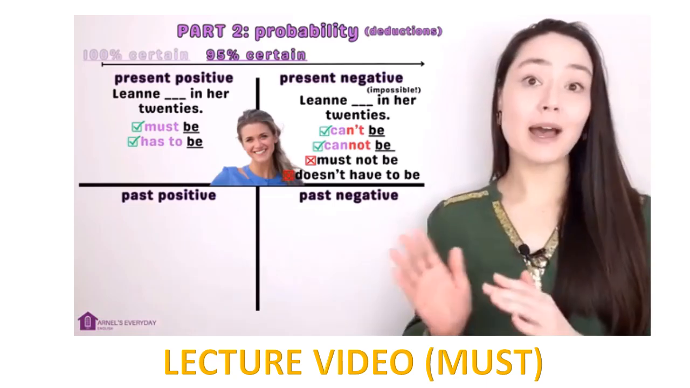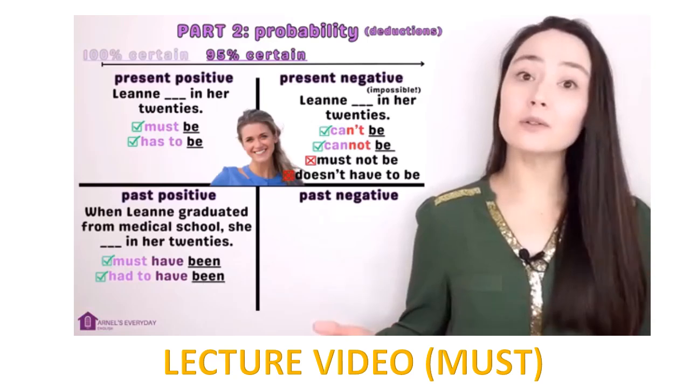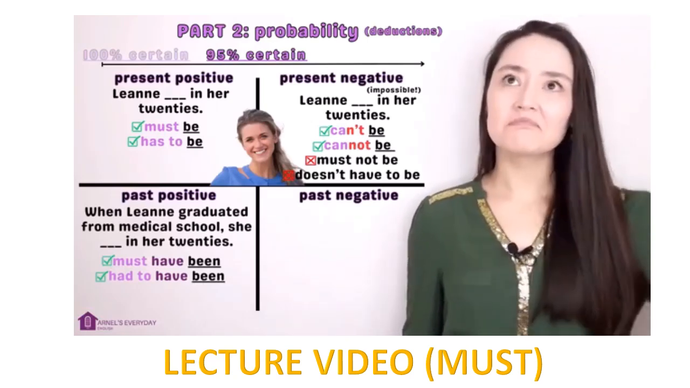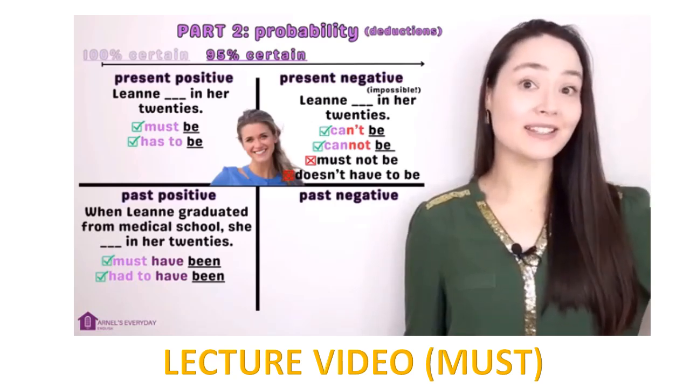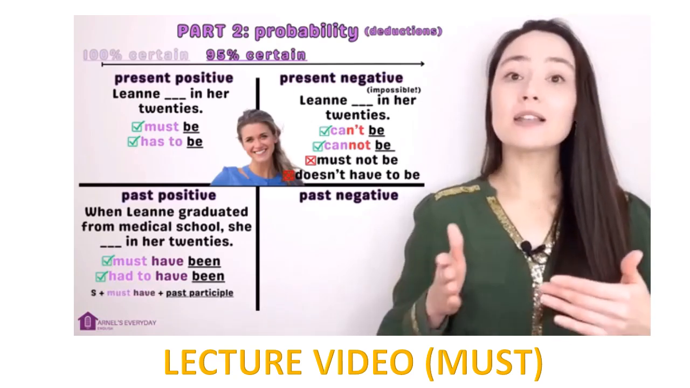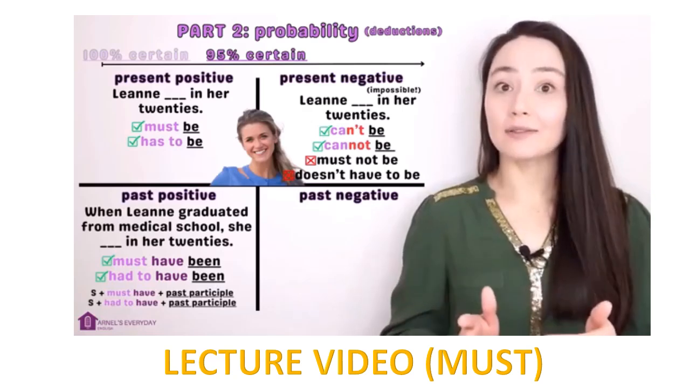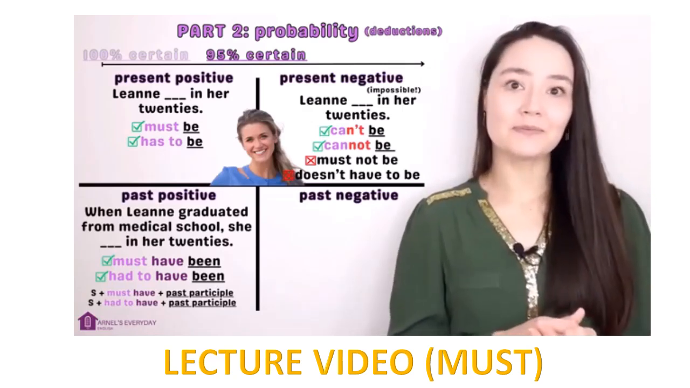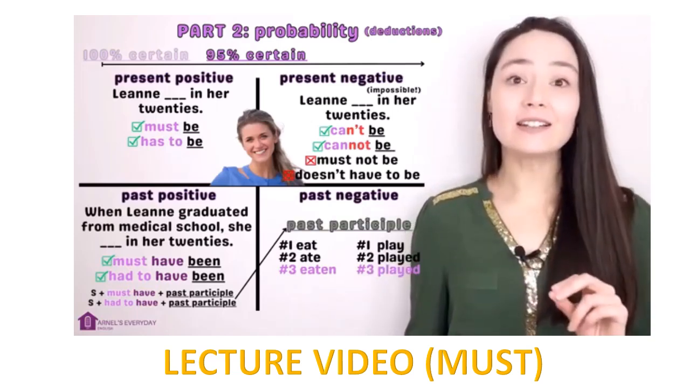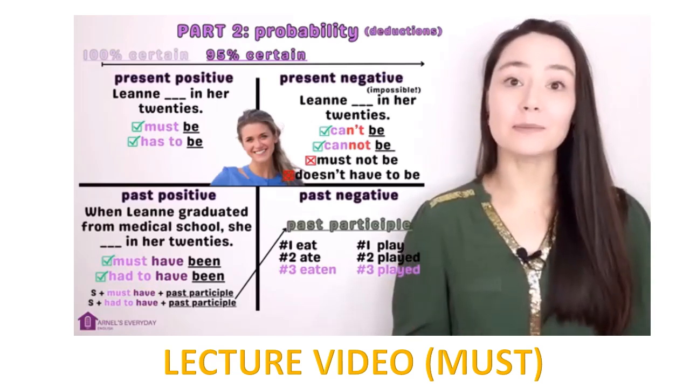Let's take this to the past. When Leanne graduated from medical school, she must have been in her 20s. She had to have been in her 20s. I know the structure is pretty long. Subject must have plus past participle. Subject had to have plus past participle. The past participle is verb number 3. Eat, ate, eaten. Play, played, played. Eaten and played are my past participles.